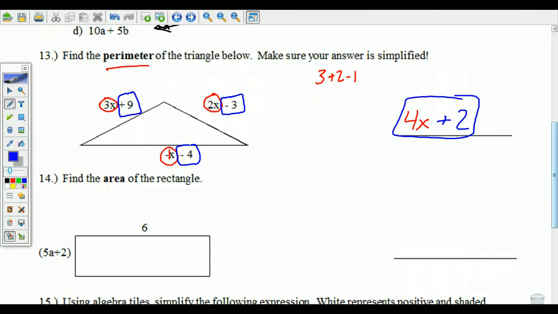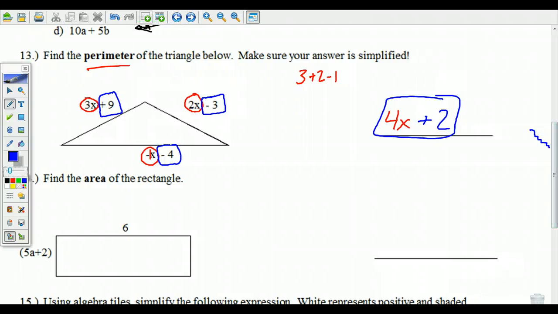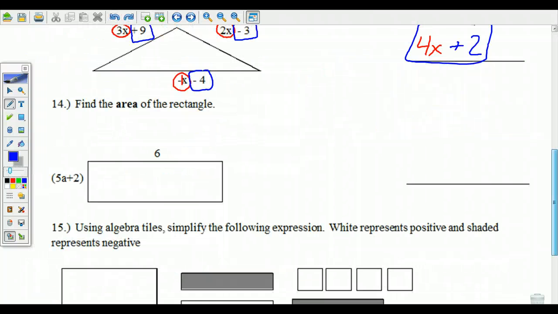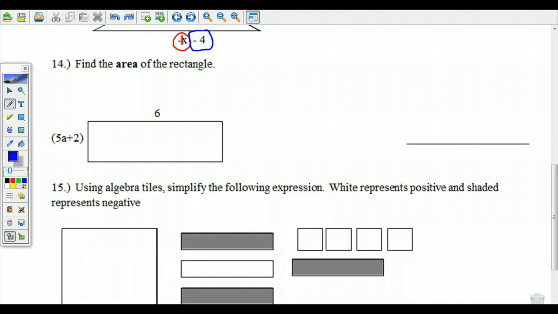Okay, 14, there were a lot of problems with 14 just because you didn't find the area of the rectangle. For this one, to find the area of any rectangle, it's base times height. That's something you should know at this point. So we need to do base times height. And I even put the parentheses around this for you. That's your clue that you are distributing here.